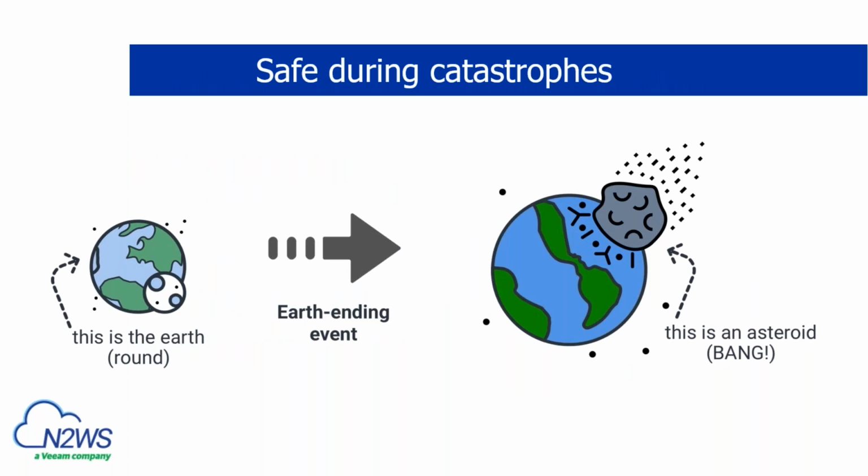Now, forgive my humor, but yes, short of an earth-ending event, really nothing can happen to your data because using N2WS, you do have the ability to perform these cross-region, cross-account, even cross-different data center backups all around the world. So as I mentioned, short of an earth-ending event, nothing will bring down your IT.